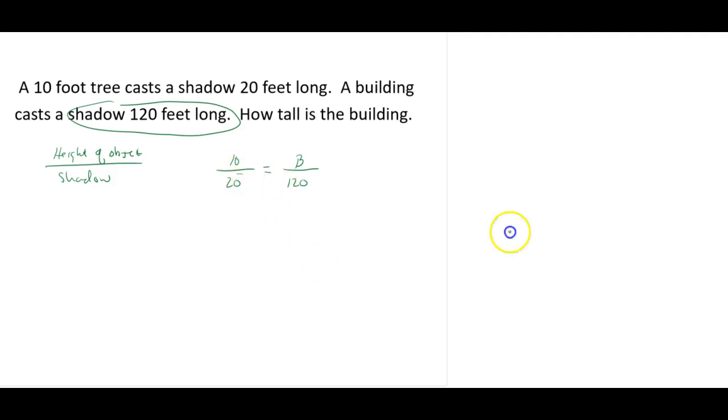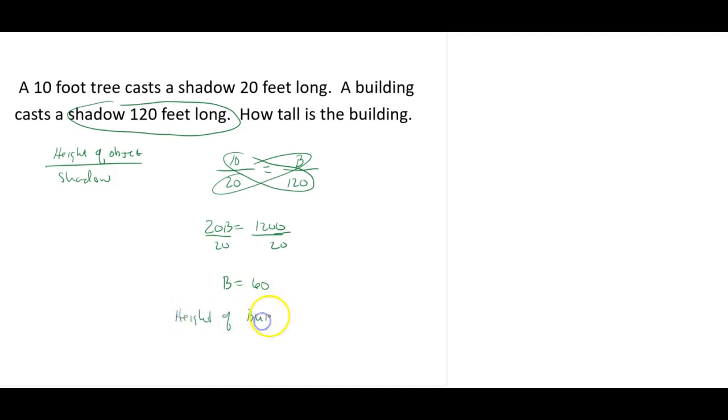So now, when I cross multiply here, 20B equals 10 times 120, which is going to give you 1200. And when you divide by 20, B would be equal to 1200 divided by 20, which is 60. So the height of the building is 60 feet.